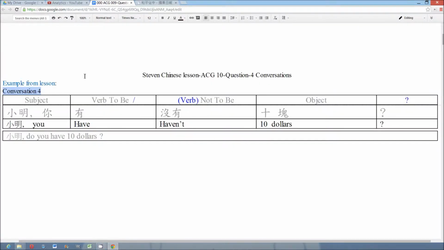Here is an example from conversation number 4. 小明你有沒有10塊? 小明, do you have $10? Subject, verb to be, not to be, and object.